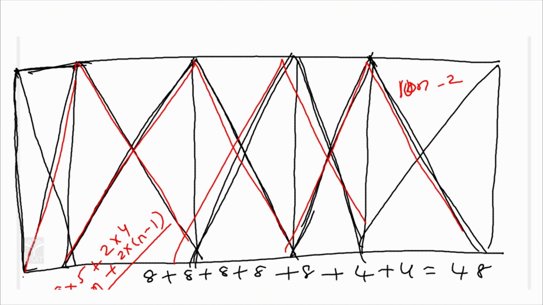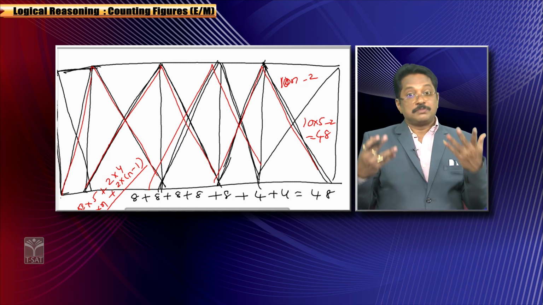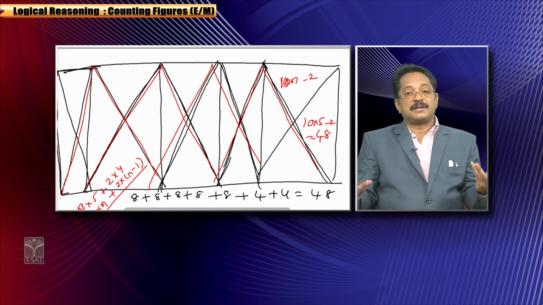Now, how many squares are added here? 5 squares are added. So, you can say 10 into 5 minus 2. 50 minus 2 is how much? 48. Clear? Now, only in the explanation, I found a new formula. Actually, I didn't think of it even before. When I'm explaining, I got this idea. So maybe in the examination, you will get the same kind of idea.